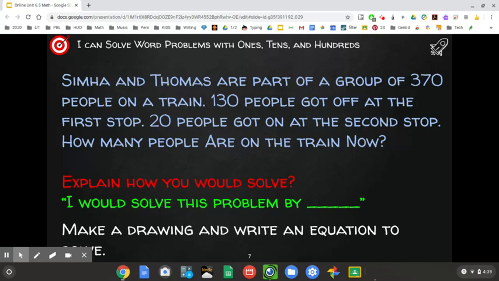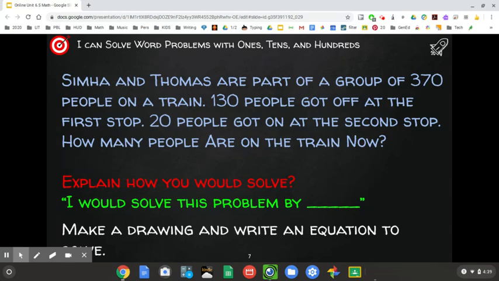So this one says, Simha and Thomas are part of a group of 370 people on a train. 130 people got off at the first stop. 20 people got on at the second stop. How many people are on the train now? Okay, so this one is kind of fun. I wanted to do this one together.